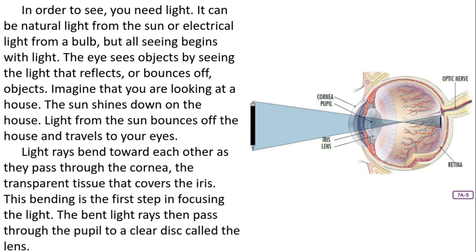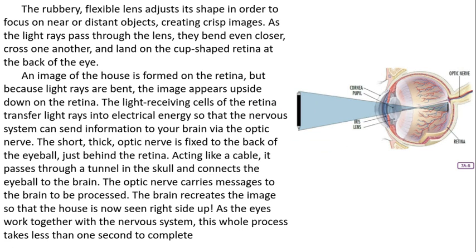The light-receiving cells of the retina transfer light rays into electrical energy so that the nervous system can send information to your brain via the optic nerve. The short, thick optic nerve is fixed to the back of the eyeball, just behind the retina. Acting like a cable, it passes through a tunnel in the skull and connects the eyeball to the brain. The optic nerve carries messages to the brain to be processed. The brain recreates the image so that the house is now seen right side up.